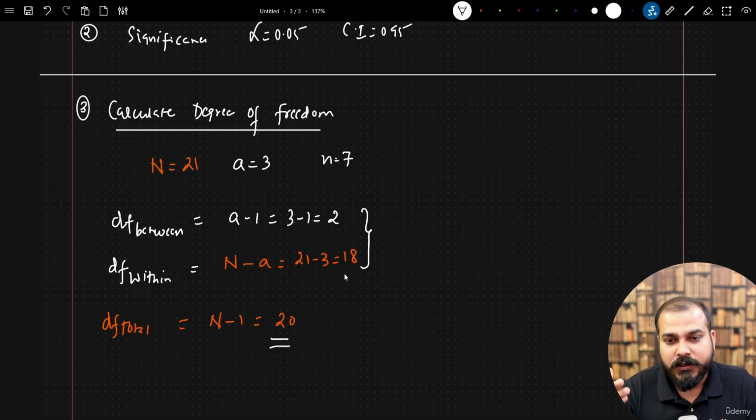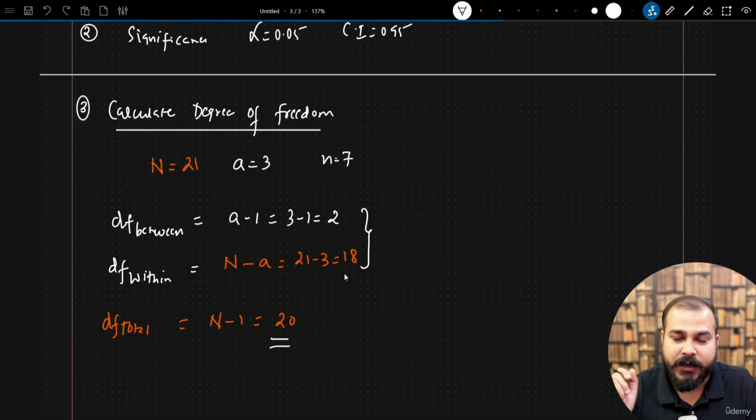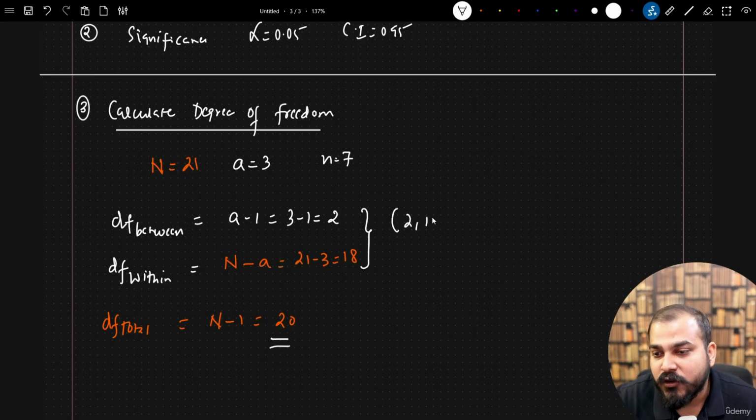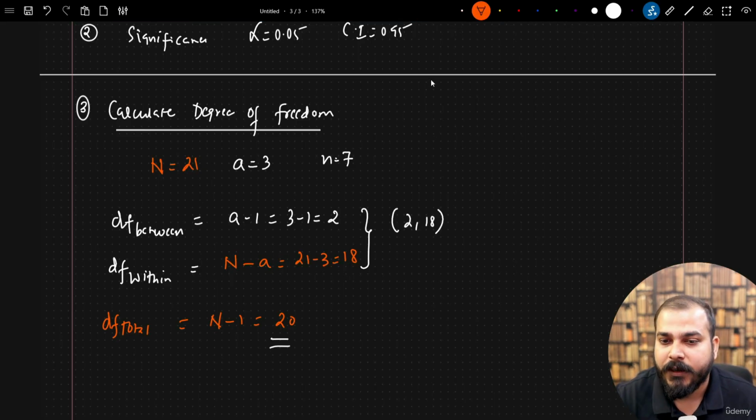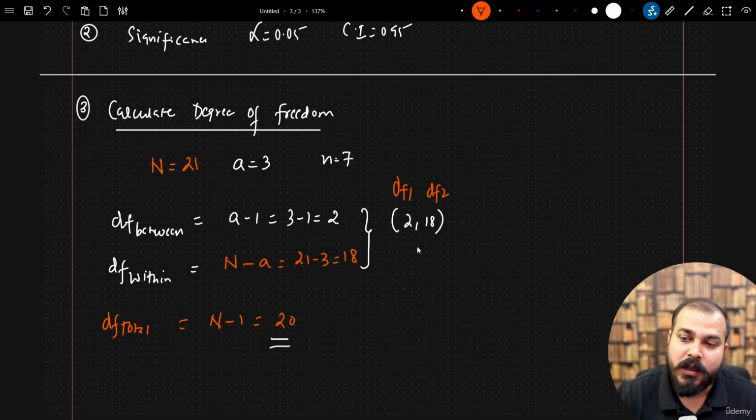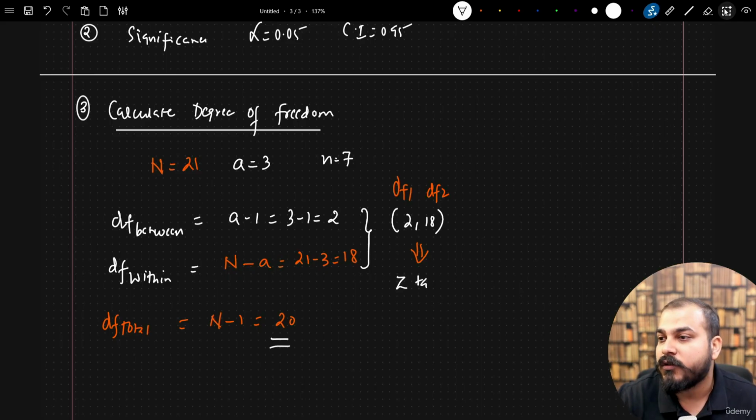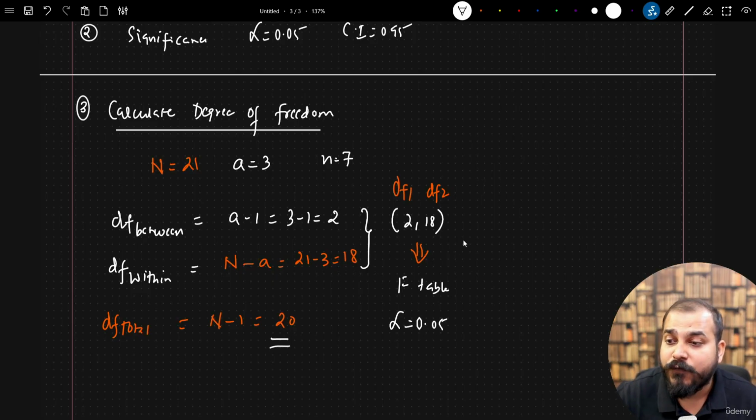In any ANOVA test, we try to find these 2 things, degree of freedom between and degree of freedom within. So your range of values will be 2, 18. This will be your DF1 and this will be your DF2. And this is what is specifically used in the Z table, not Z table, we say F table, along with your significance value 0.05 to find out the critical value.